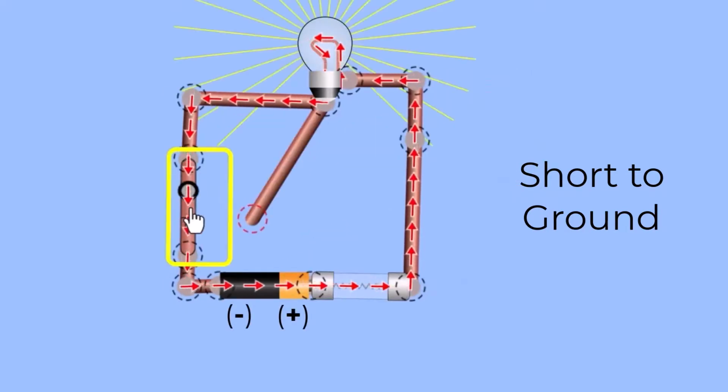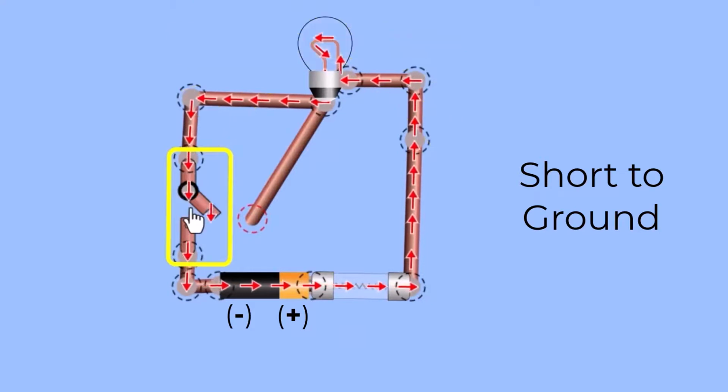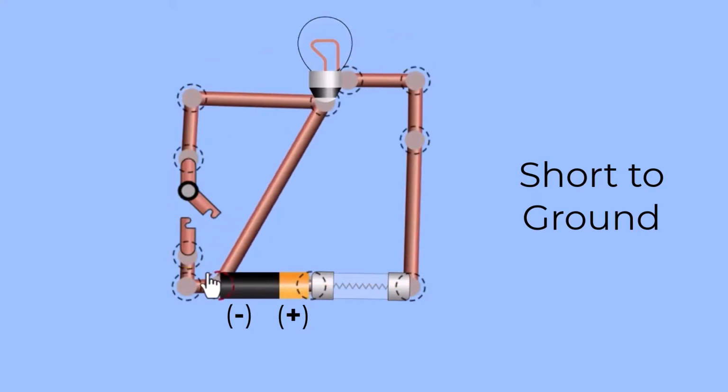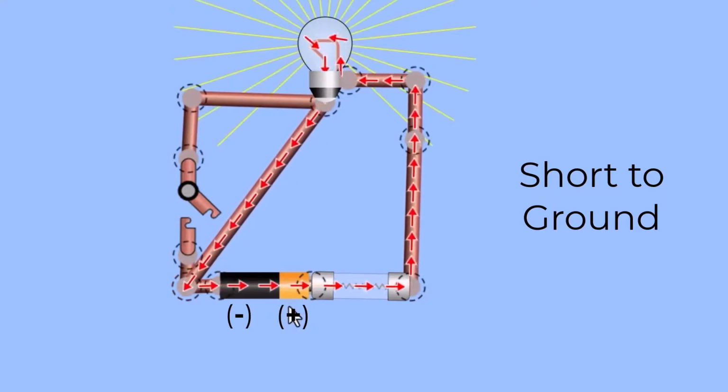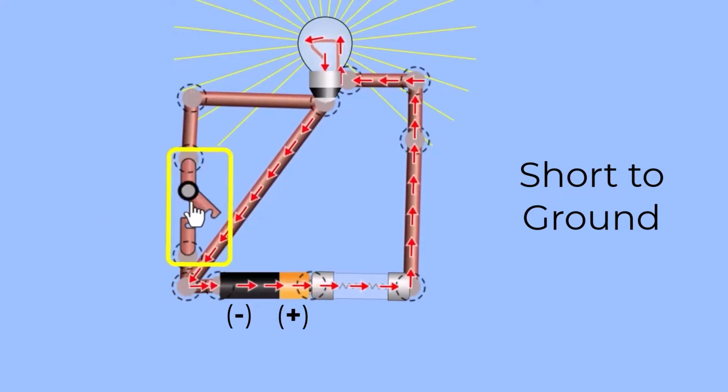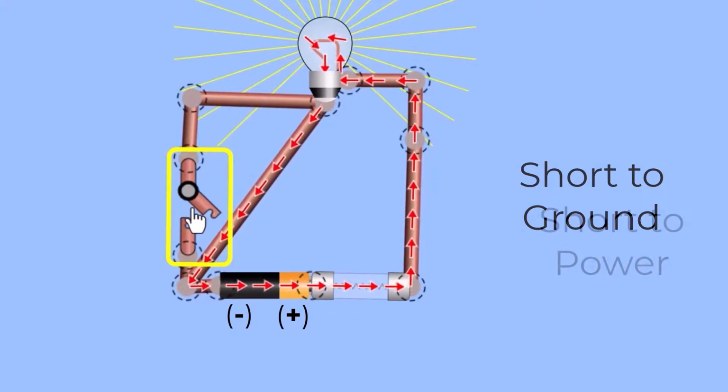The second type of short to ground occurs when the switch is placed on the ground side of the circuit and the short ends up bypassing the switch. The result is the inability to turn the electrical load on and off since the switch has been bypassed with the short to ground.